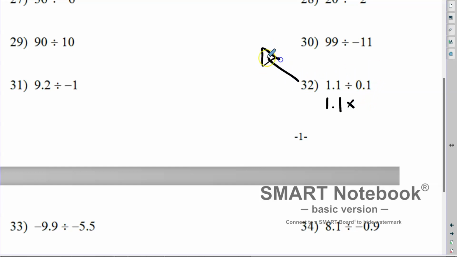So notice how the level of difficulty just increased. We can't use a calculator, so you might have to think for some of these. Not a problem, okay? You do know that 0.1 is 1/10, okay? And when you multiply by the reciprocal, that means that you now have 10 over 1. So we can go ahead and multiply by 10, okay? Which gives us 11, okay?